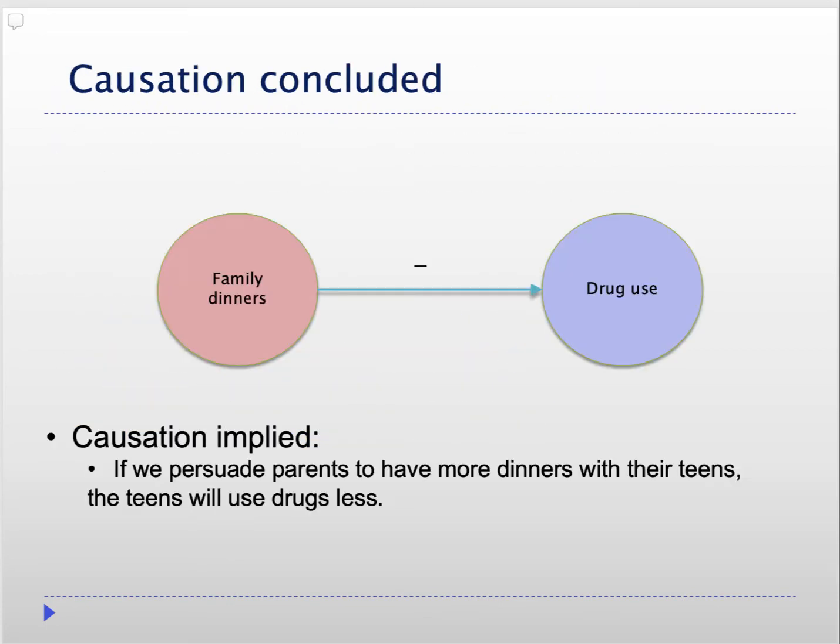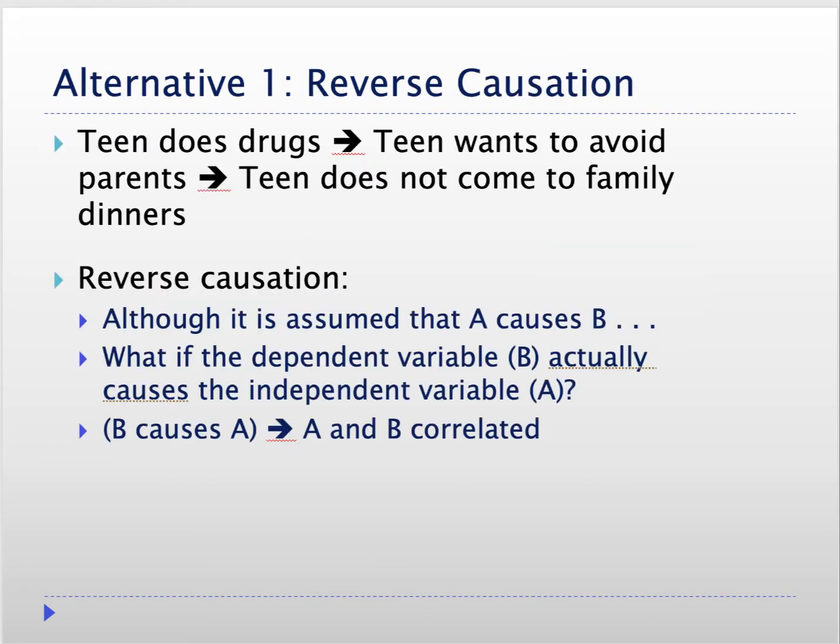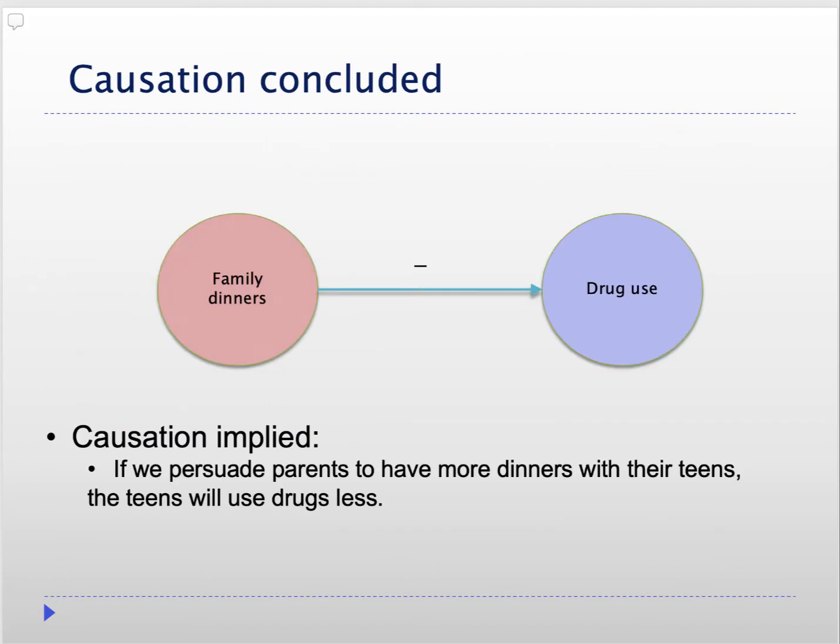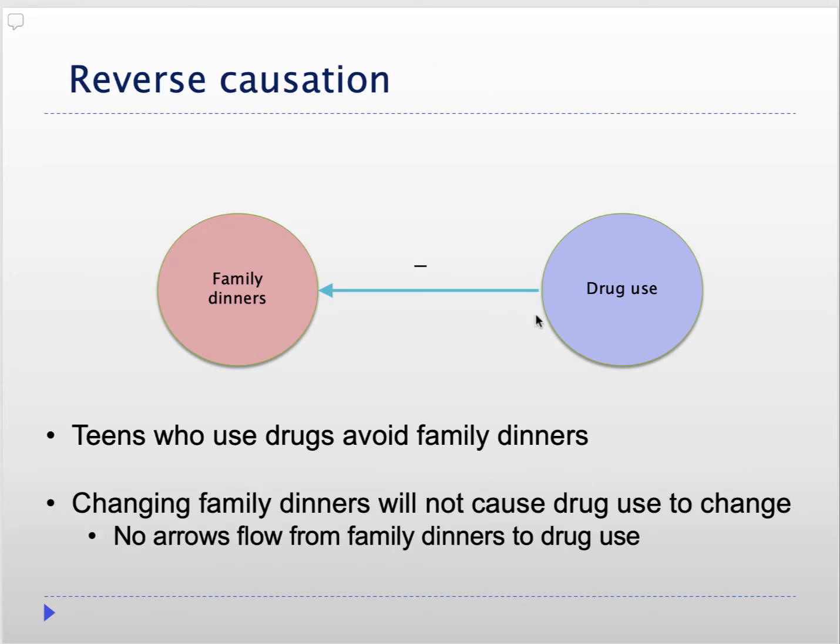So there are many alternative explanations for correlations. One of the first, and one to always remember, is the idea of reverse causation. If a teen does drugs, they want to avoid their parents, they don't go to the family dinners. But what if what we said was the independent variable, family dinners, is actually the dependent variable? So now the arrow is going the other way.